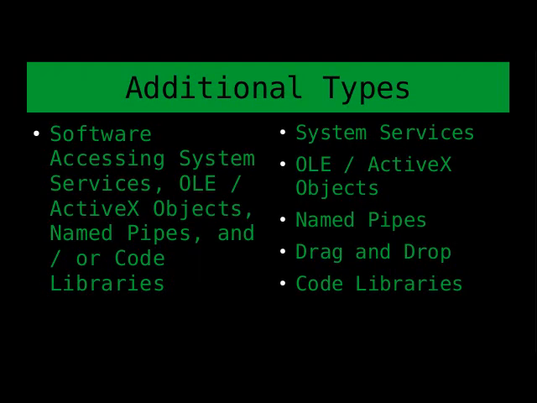Now let's take a look at additional types of servers, because I said, hey, there's more than a network. Now we've got additional types of servers and clients. Well, clients over here is any type of software that's accessing these types of things. And what are these types of things? Well, we're going to be looking at things like system services.